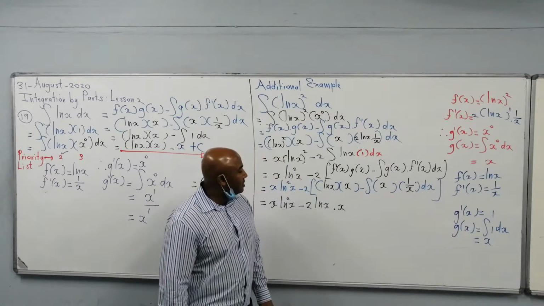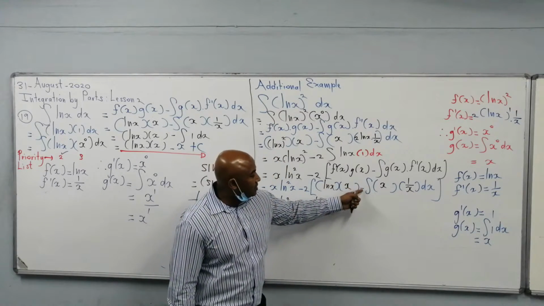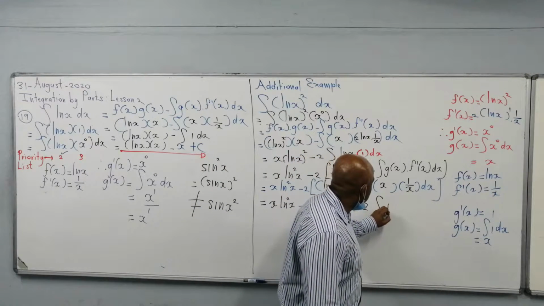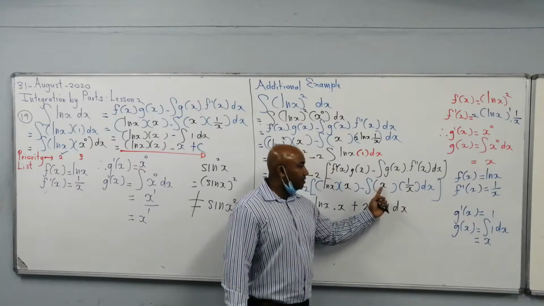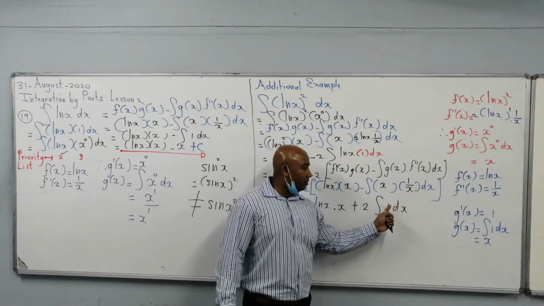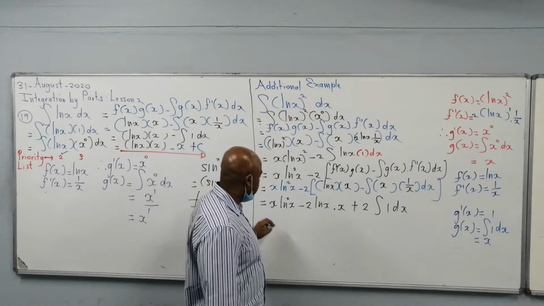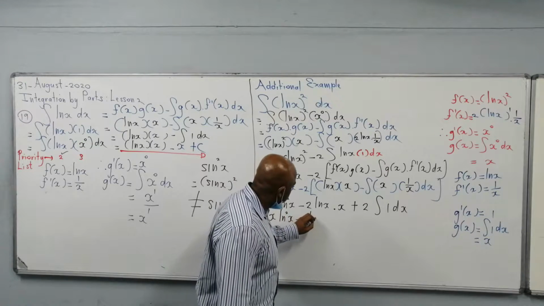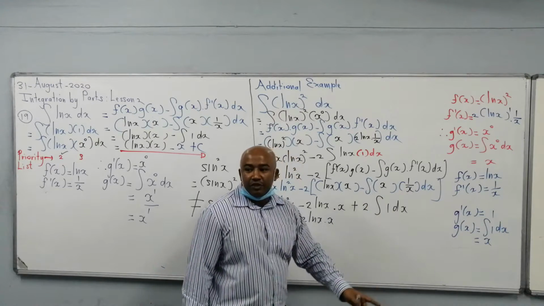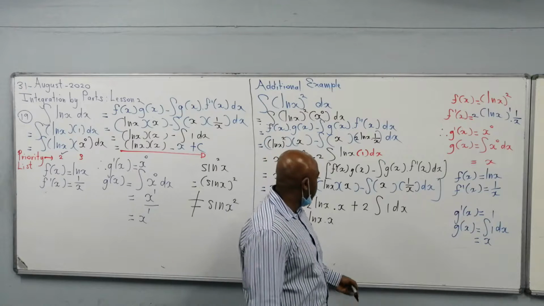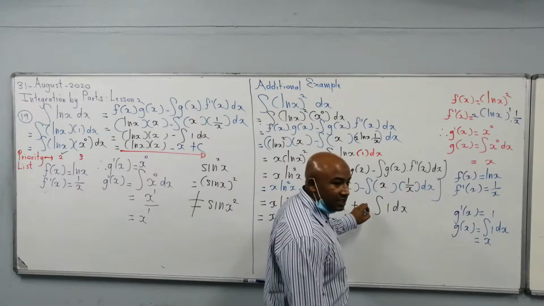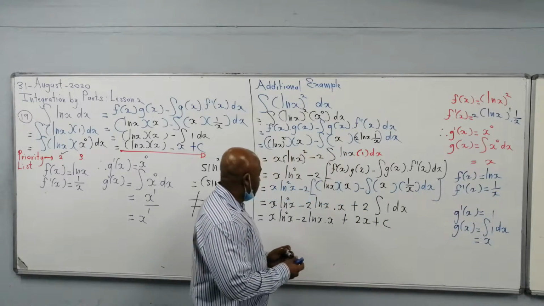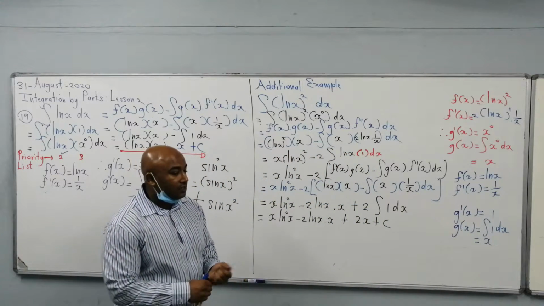Here, this x and that x will cancel. Negative times a negative there will be a positive 2 times the integral of just 1. Because remember, x and x cancel, so I ended up with 1 there. And now all I have to do is just integrate that 1, which is going to be x, but since it's multiplied by 2, it's going to be 2x plus c, and that is how we integrate ln x all squared.